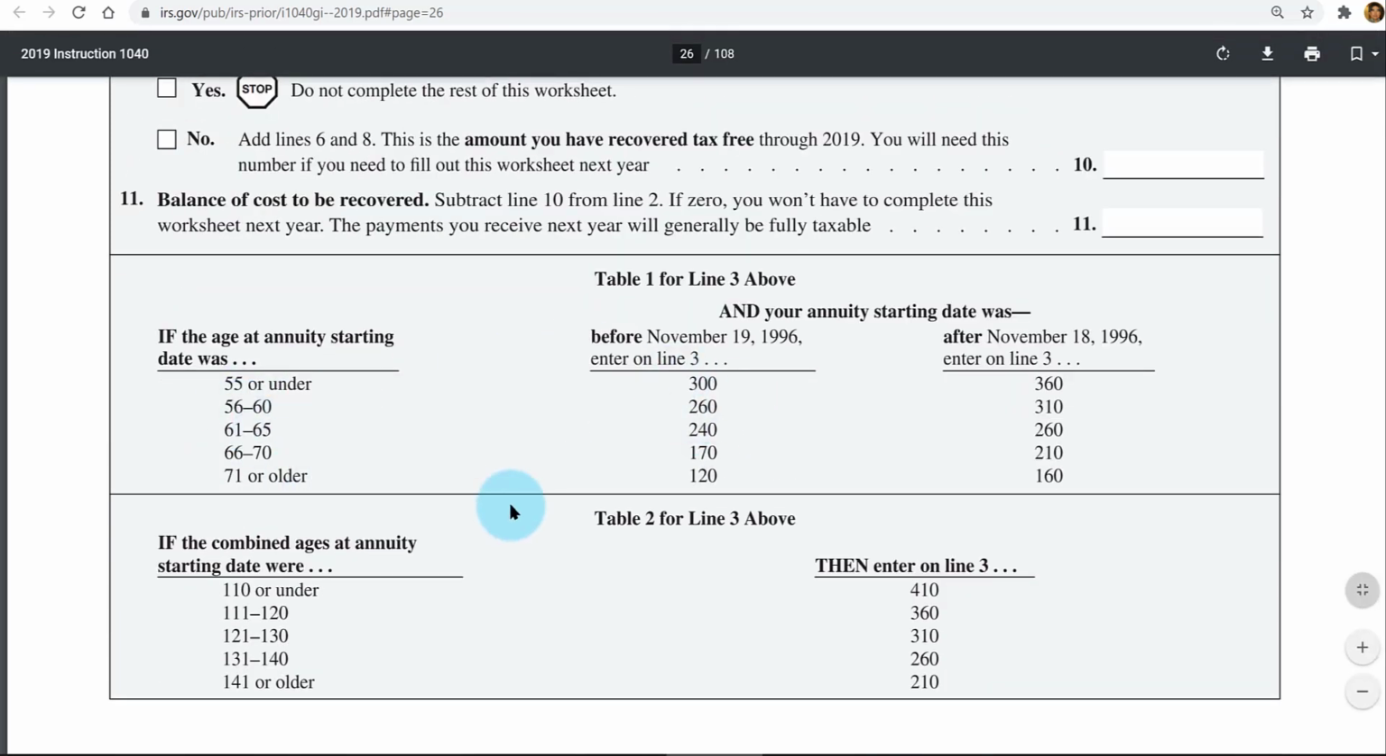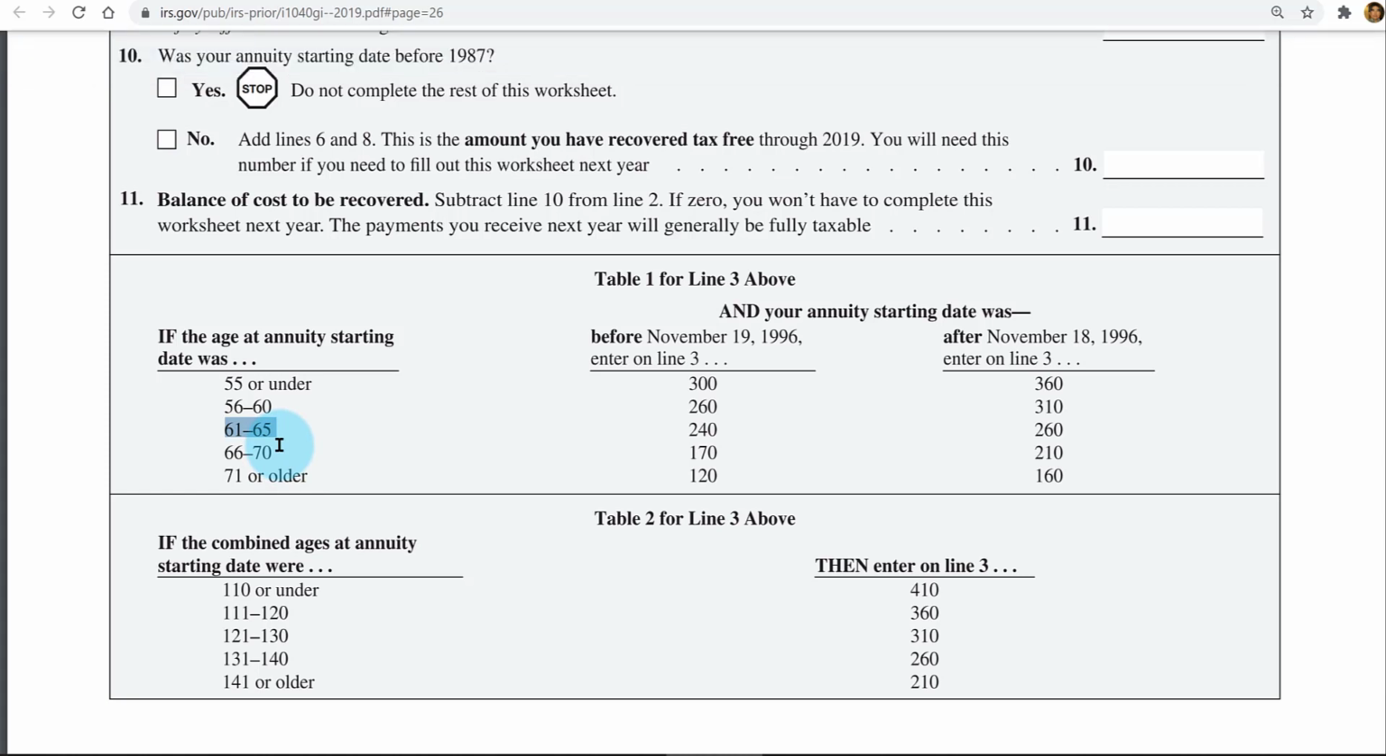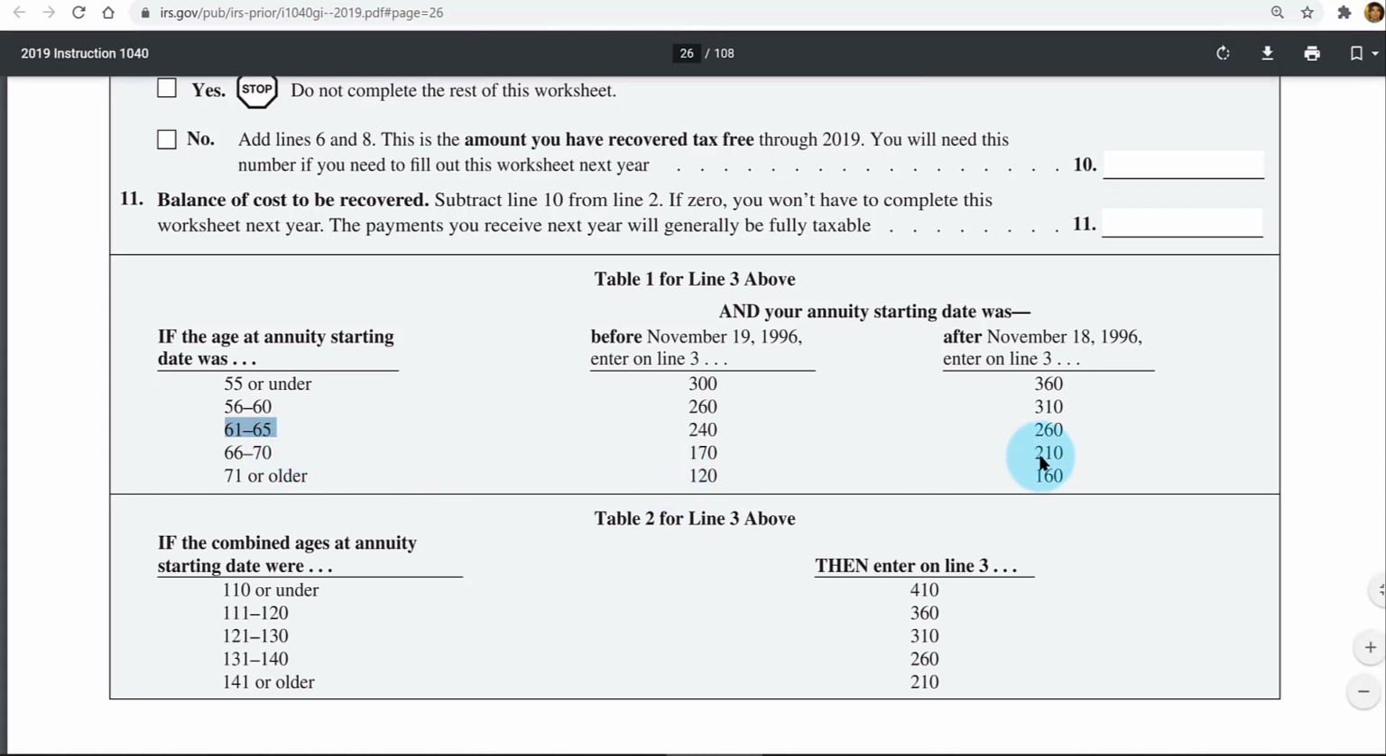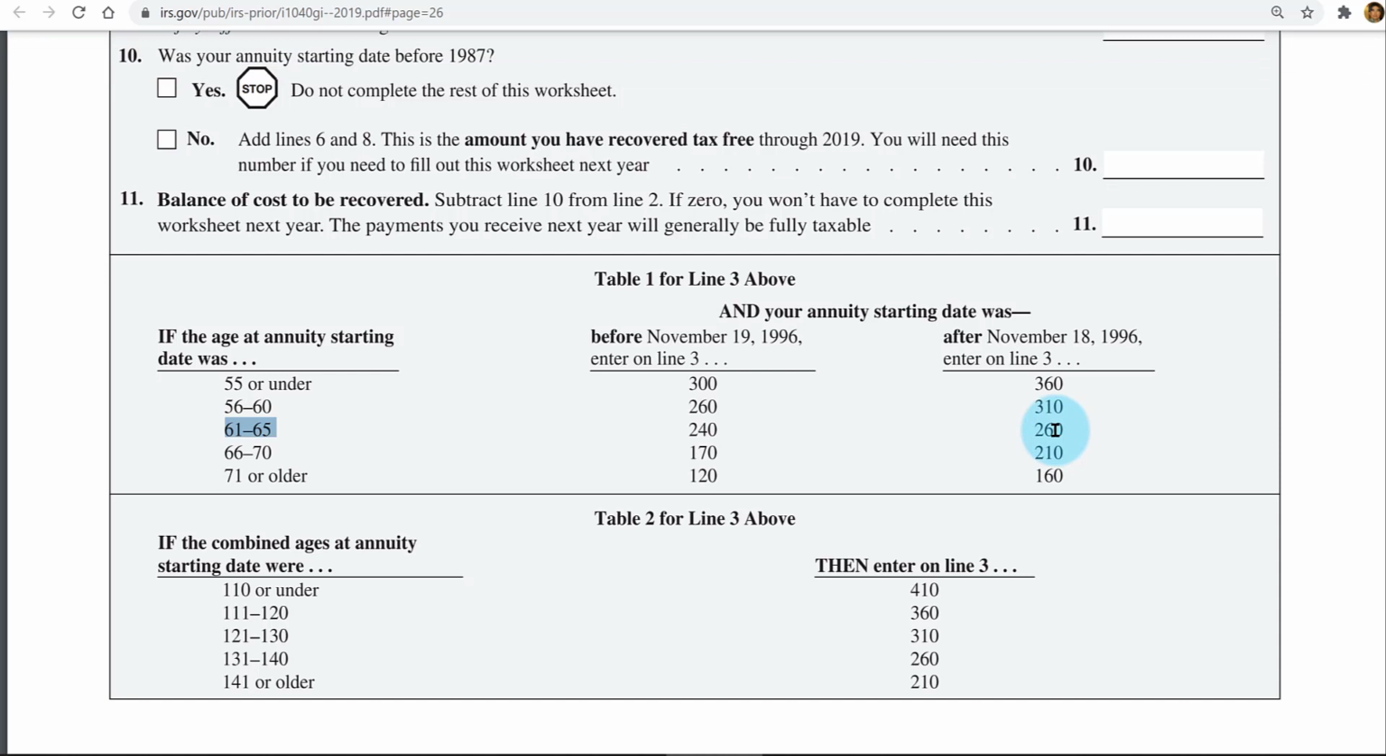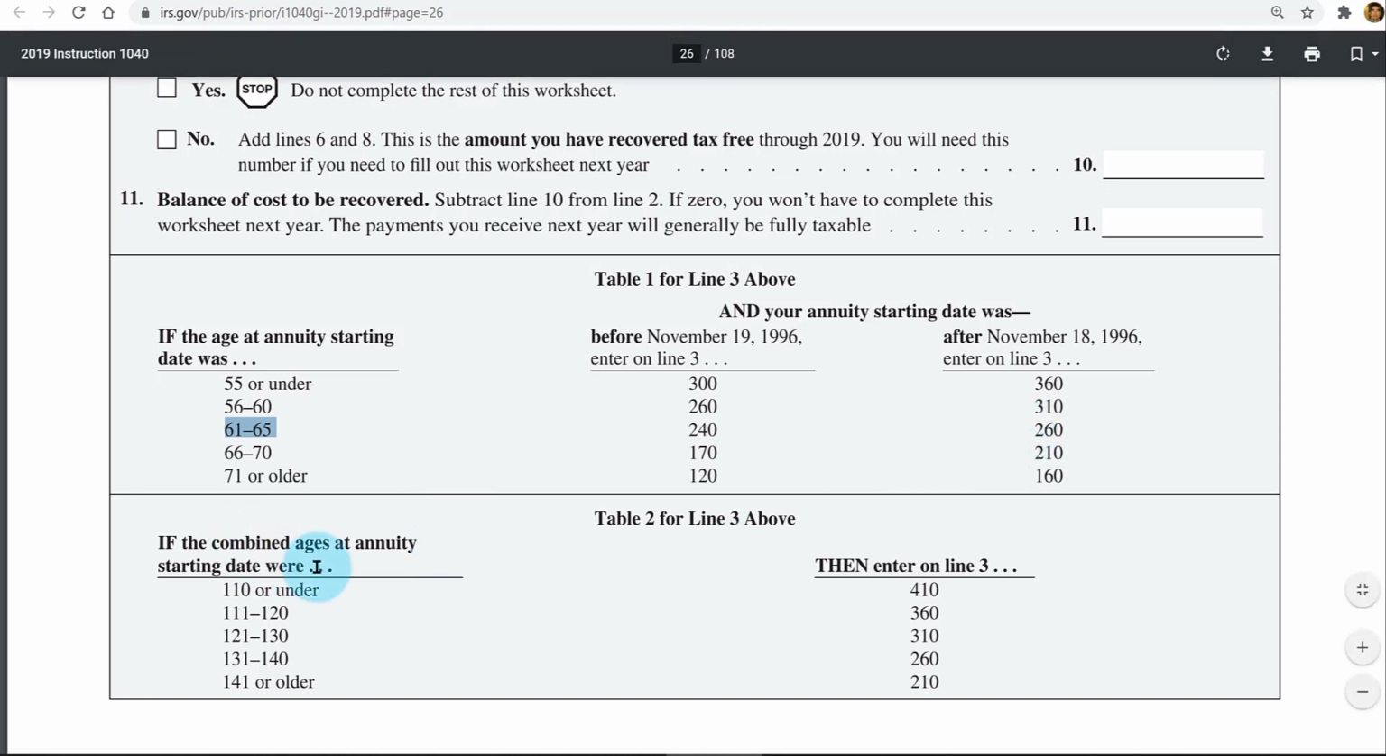Here are those mortality tables again. Remember our taxpayer Jason is 65 at the time he starts collecting the retirement benefits. So he's going to be living another 260 months. Now, if the retirement benefits are going to be paid over the life of the taxpayer and the spouse, what we would do is add up both of their ages at the time the pension starts. And whatever that total is, we go across and use this as the denominator in that fraction.